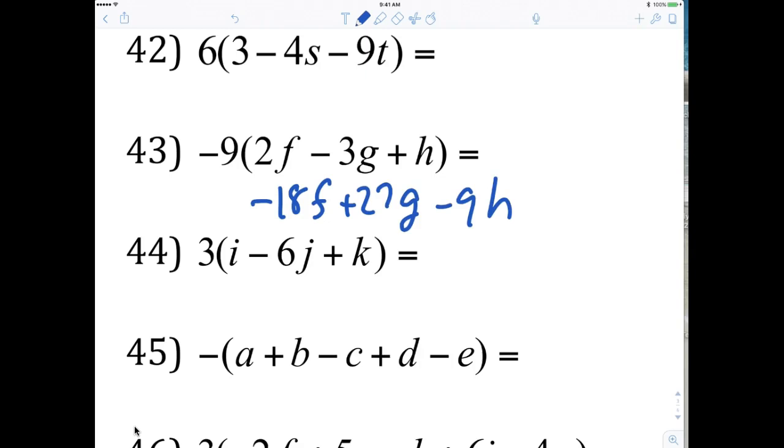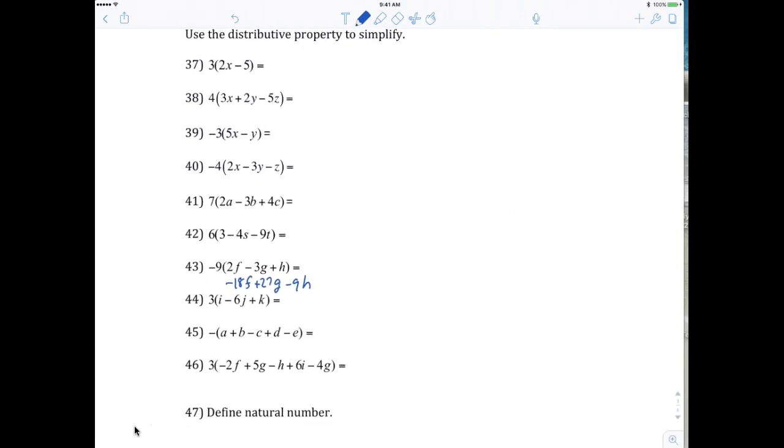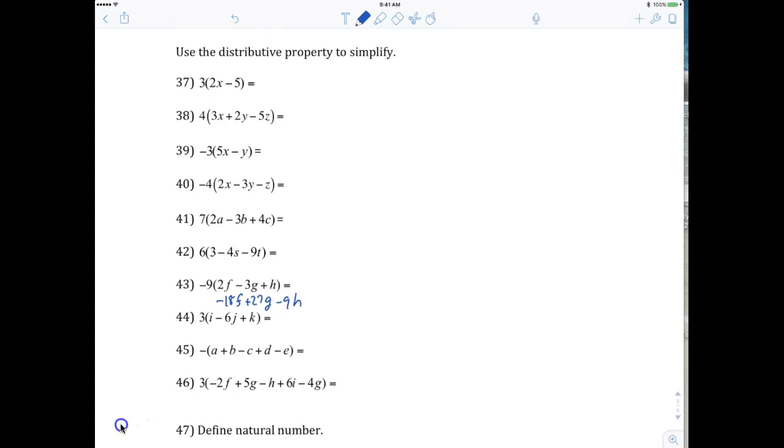signs. All right, so let me give you about 3 minutes on 37 through 46. Everybody try 37 through 46, please. All right. Caden, I want you to tell me the answer to 37.